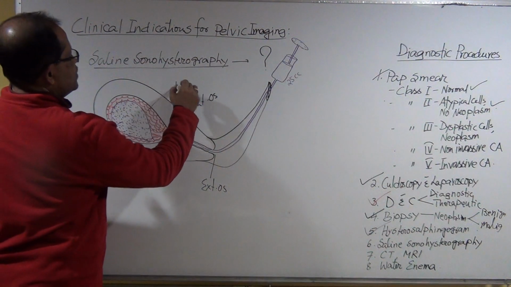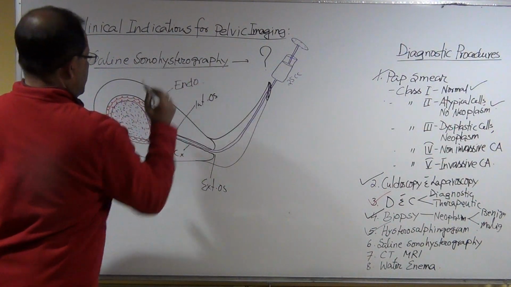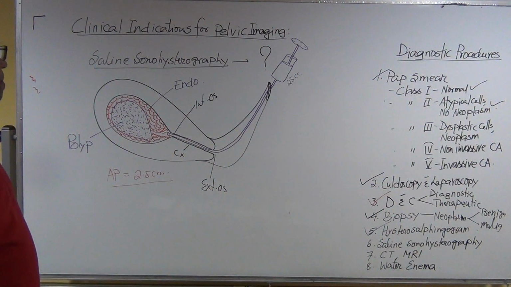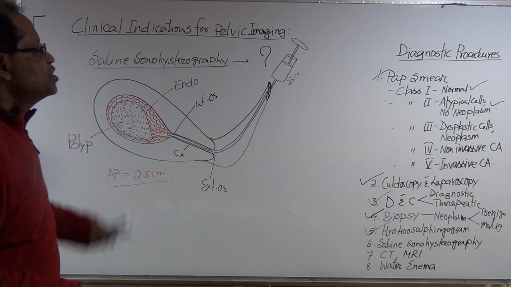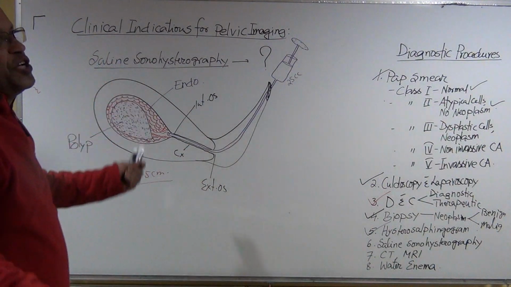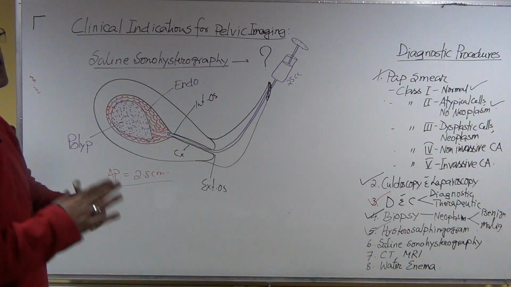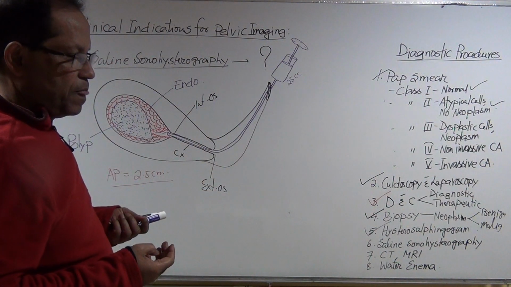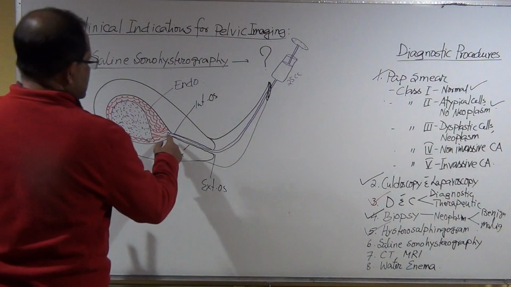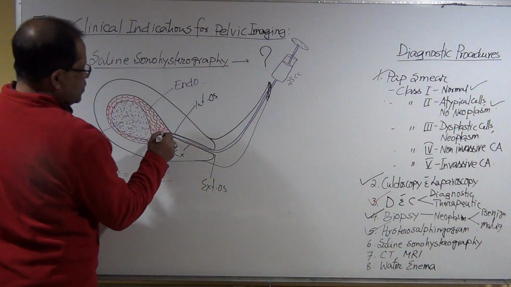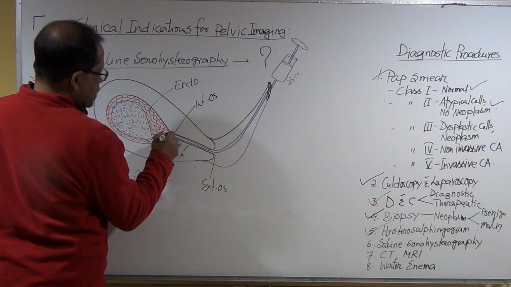and this is endometrium. But how can I know this is the polyp? Okay, how can I know this is not the endometrial hyperplasia? How can I know it is not a growth from the endometrium? Now, let's send the water. Okay, now they are injecting the water.